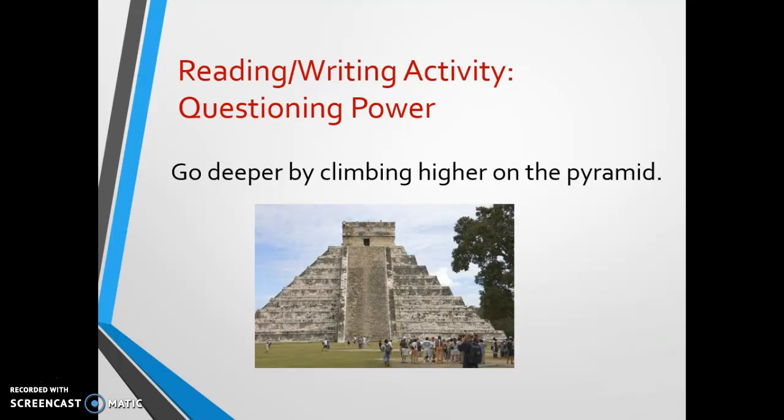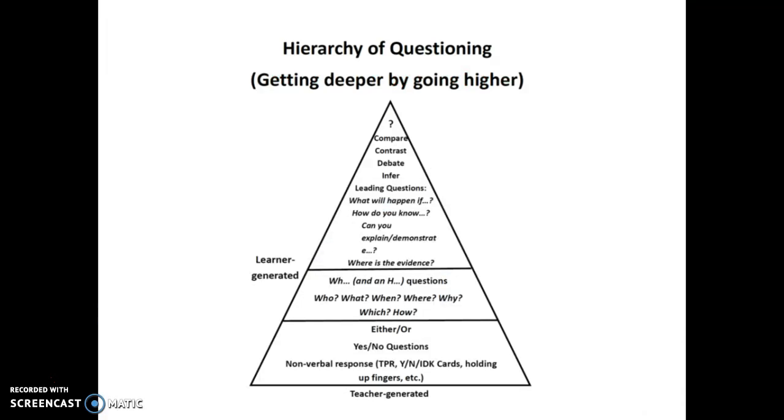Here's another way to look at it. One way to help students develop their academic language is to get them using more complex questions and asking them to answer more complex questions. So we're going to go deeper in our thinking by going higher on a pyramid. At the base of this pyramid are the questions that require the lowest level thinking skills. In fact, students don't even have to produce any language here. They can just use the yes, no, I don't know cards.